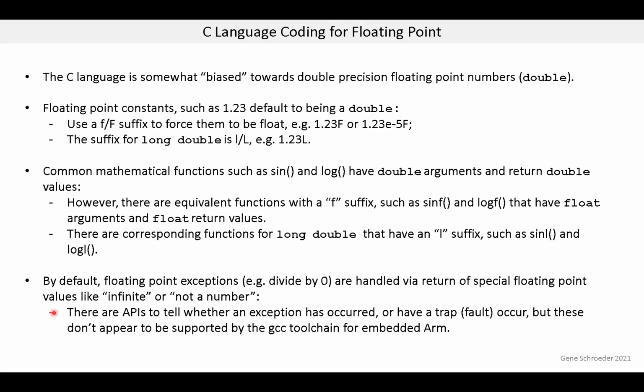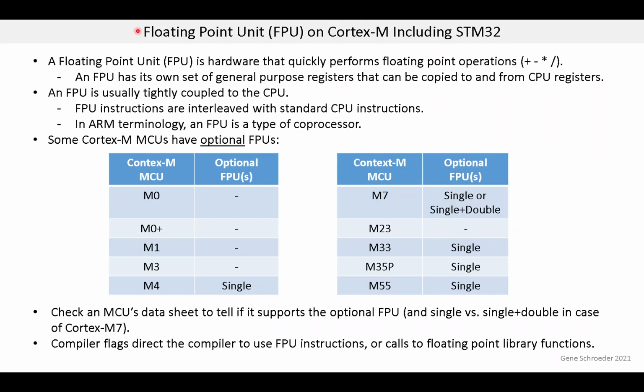However, from what I can tell, the GCC toolchain that's often used for ARM doesn't support either of these options. The only option is you check your results of floating point calculations to look for things like infinity and not a number. Now let's talk about floating point units, or FPUs.